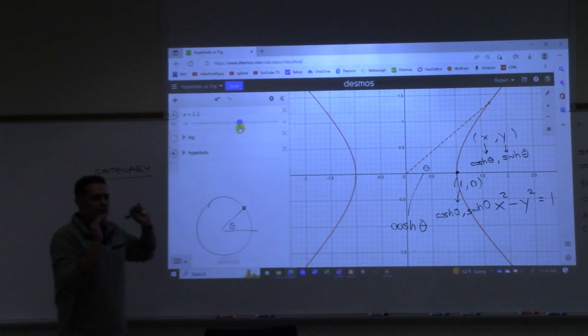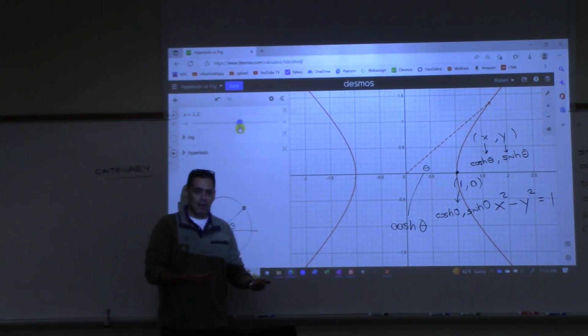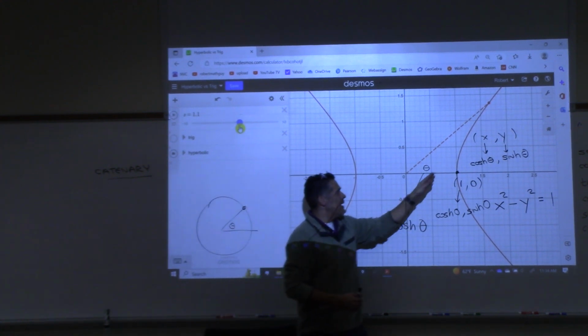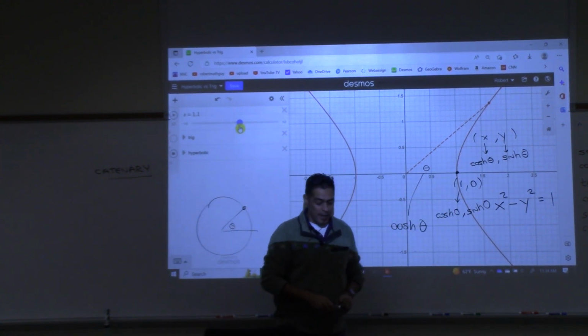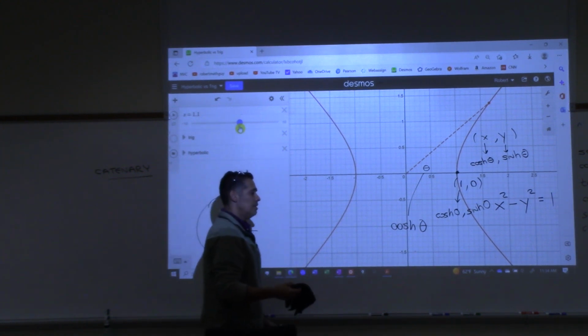Okay, I don't want to get ourselves buried too much in this. I just want you to see where the idea of a hyperbolic cosine or sine function comes from. It comes from a drawing of a hyperbola and the x and the y coordinate, all right? Is this a conic section? Yes, a hyperbola is a conic section.